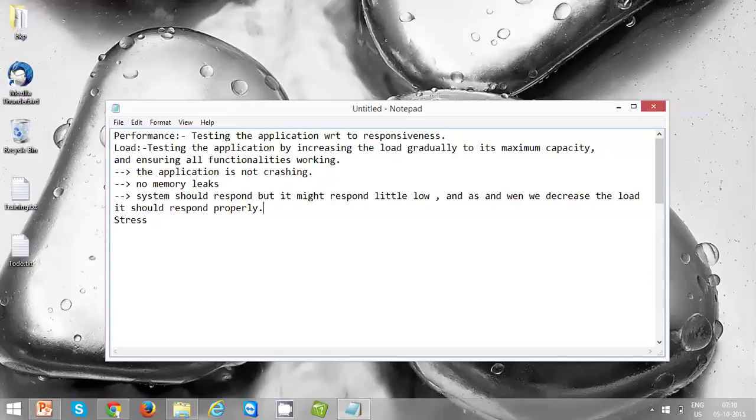So usually it has to respond within 4 seconds, but with the maximum load it might respond in 10 seconds, up to 10 or 15 seconds. But when we decrease the load to a normal level, it has to respond normally. That's about load testing.